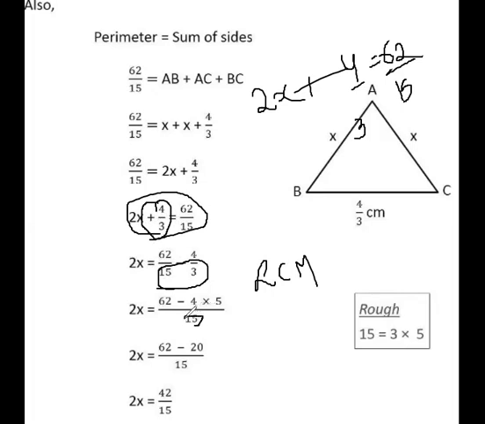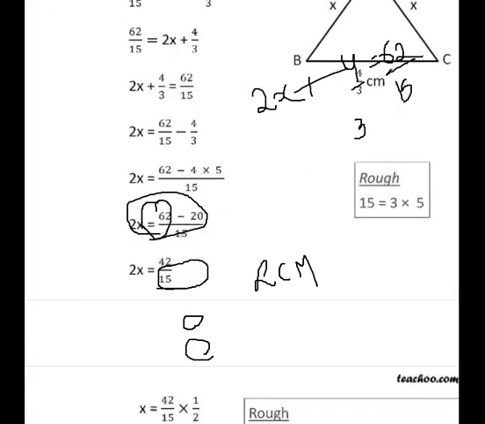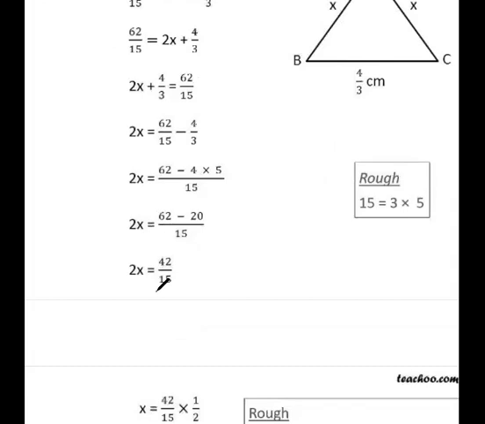So we write 15 in the base. 15 is already here, so 62 will be as it is. And we'll divide 15 by 3. 15 divided by 3 is 5, and 5 fours are 20. So further it will come 20 here. So it will be 15, and on the numerator you will have 62 minus 20. When you solve 62 minus 20, you will get 42. When you get 42, you have a perfect equation. 2x is equal to 42 upon 15.